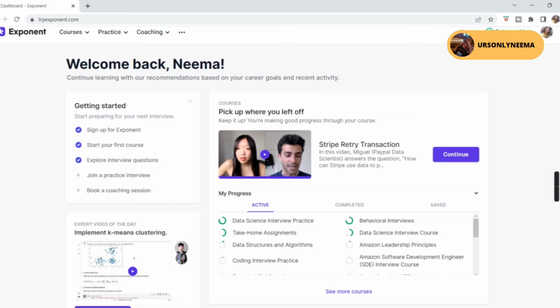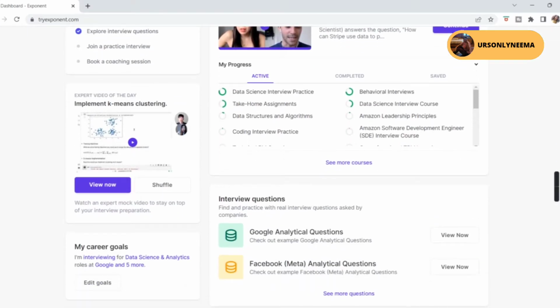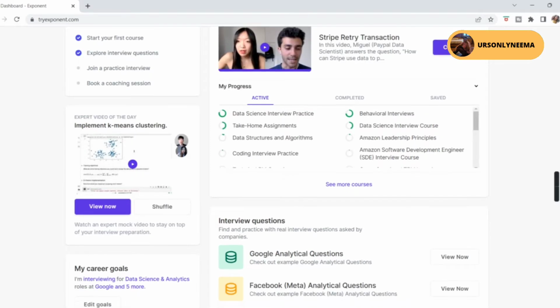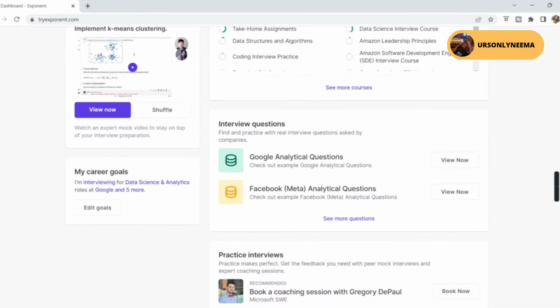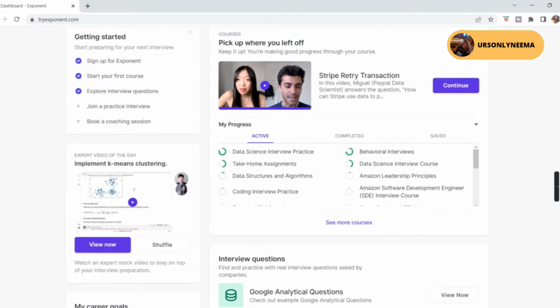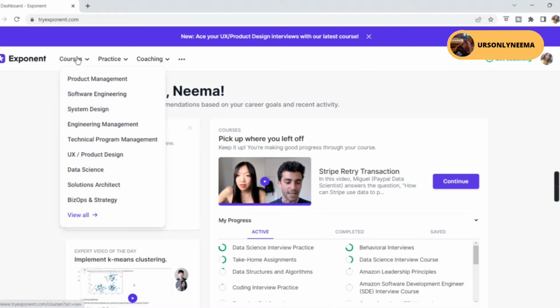Recently I did secure an internal job within my company, Verizon. You can see I have used a couple of interview questions and I've started learning a course. This resource has hugely influenced me in terms of how I would attend an interview and how I would present a solution to the interviewer. So let's look into the courses that they offer.